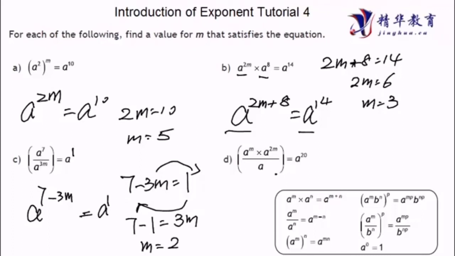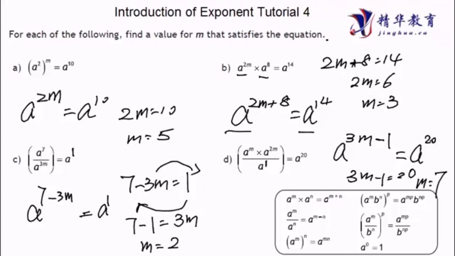Next one. If we follow the exact same rules we have done in parts 1, 2, 3, these things are also not hard. a to the power of m times a to the power of 2m. Power times power equal to power what? Add up, right? So a to the power of m plus 2m, which is equal to 3m. Then divide by a, which is a to the power of 1. Power divided by power equal to power subtract. It'll be 3m minus 1, going to equal to a to the power of 20. So 3m minus 1 equal to 20, so m equal to 21 divided by 3, which is 7. Done.